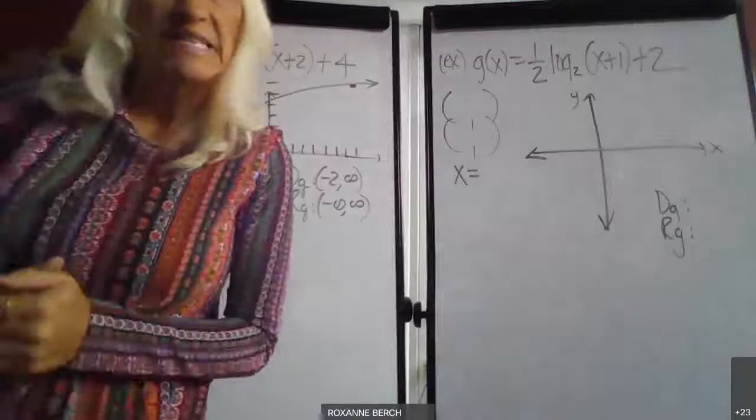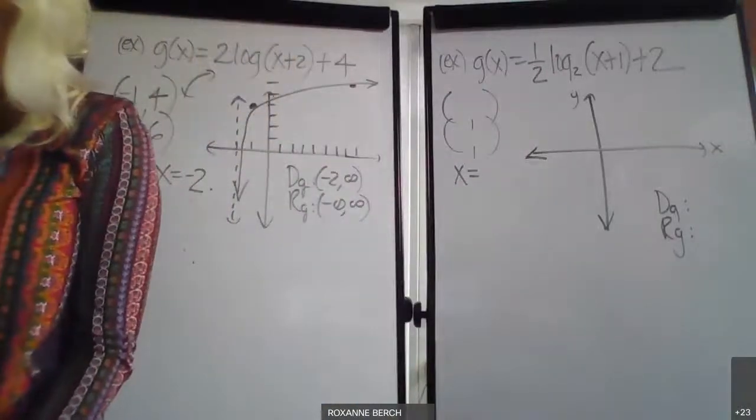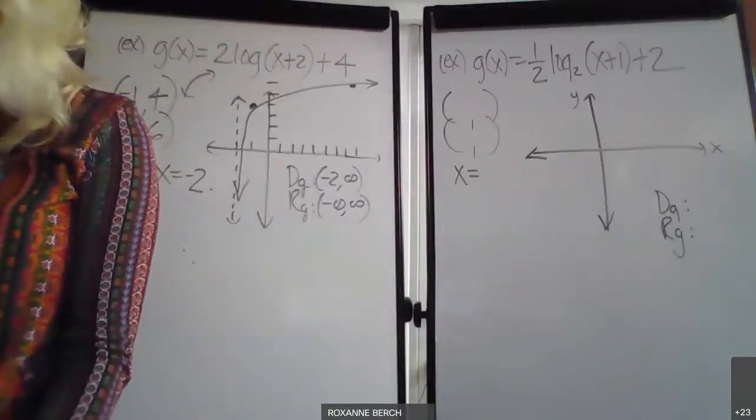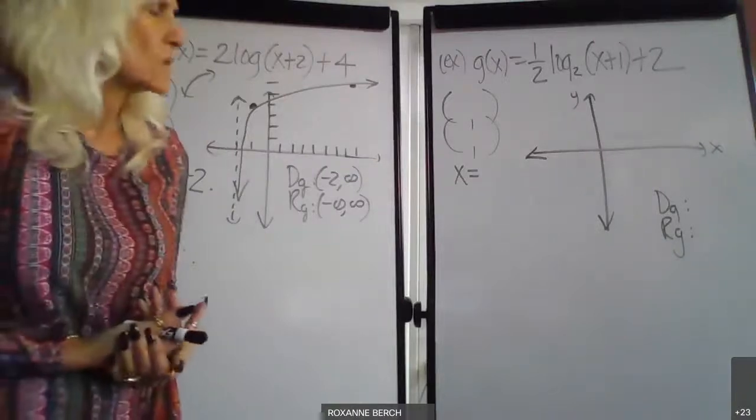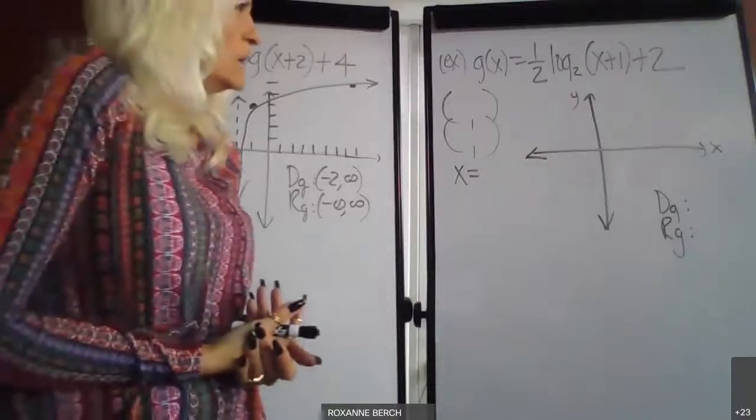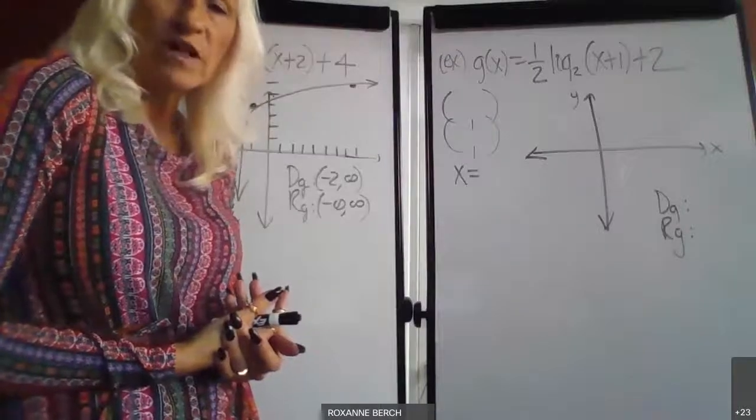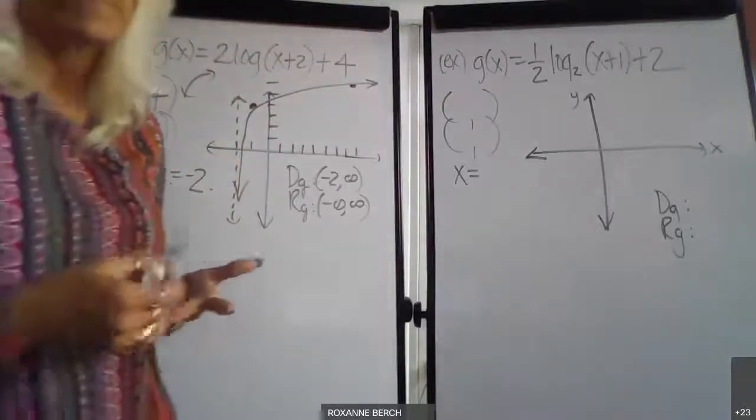Okay, let's have somebody different state the transformation. What did you get for the transformation? Oh, I got to the left 1, then a vertical compression by 1/2, and then up 2. Yeah. All right. So did the asymptote move at all? Class? Yeah, it went to the left 1. Okay.